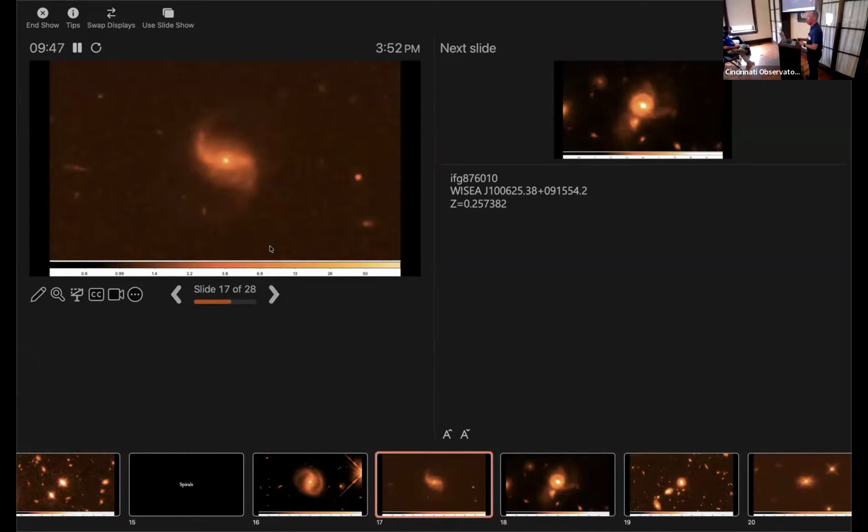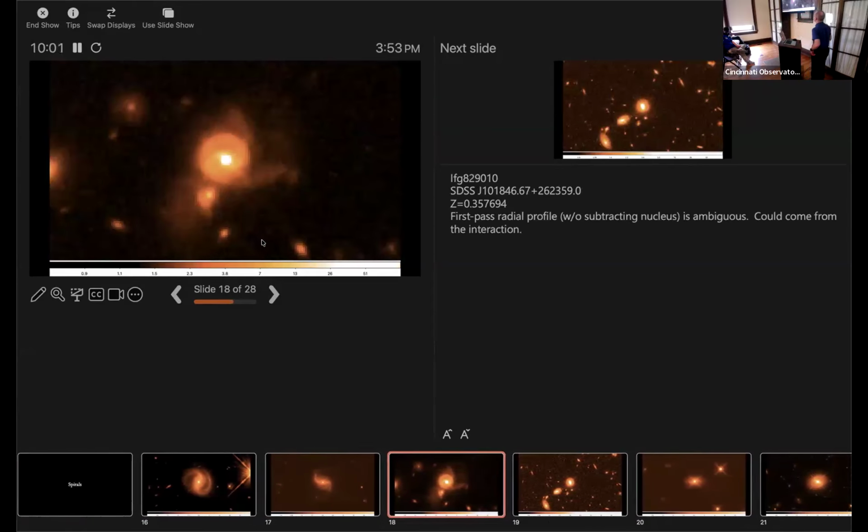A few of these also with a probable bar. So a galactic bar is one method by which gas can be funneled down to the center of the galaxy where it can accrete onto the black hole. So the presence of bars is going to be interesting to investigate here.